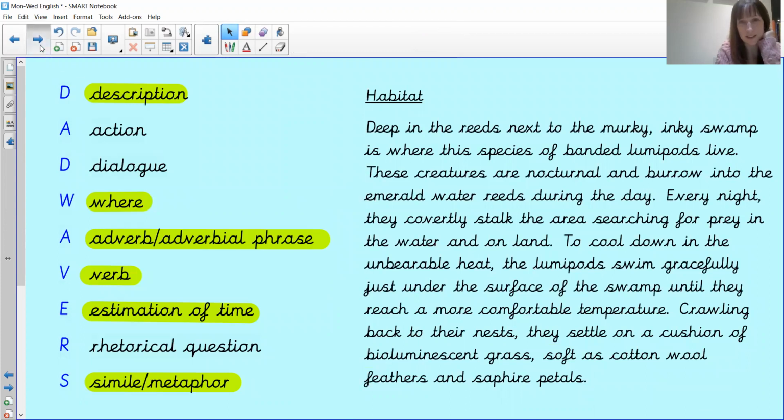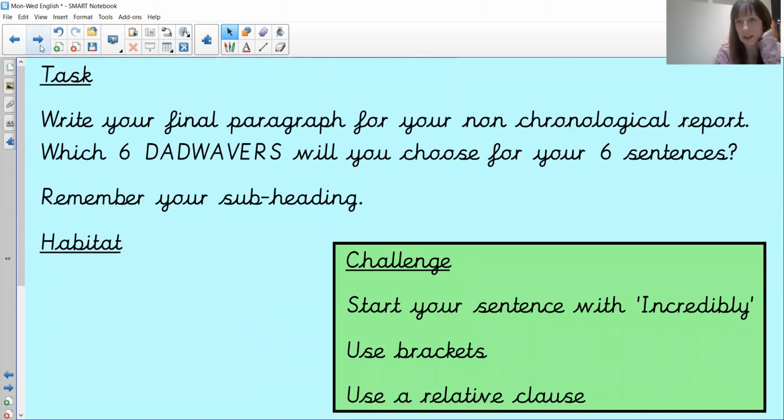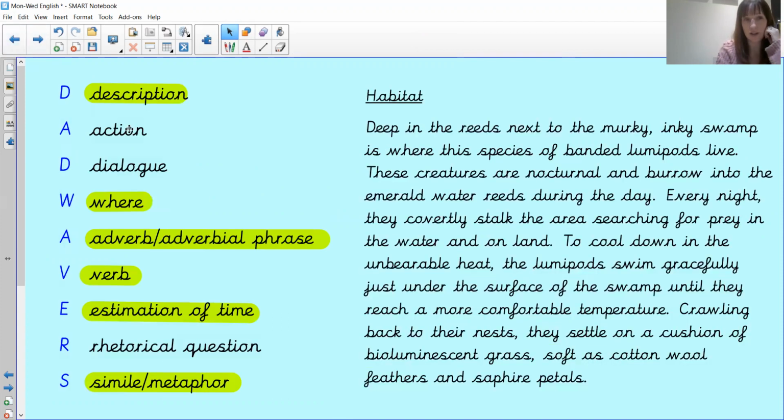So your task today, Year 5, is to write your final paragraph about your creature, and you're going to tell me all about where it lives, what its habitat is. And I want you to choose, just to help you structure your writing, 6 of the DADWAVERS. You could use the 6 that I've done, or you might want to change some out. You probably won't be having dialogue in it, not in a non-chronological report, it's not appropriate, but you could choose 6 of the others.